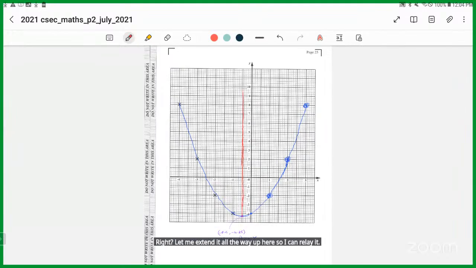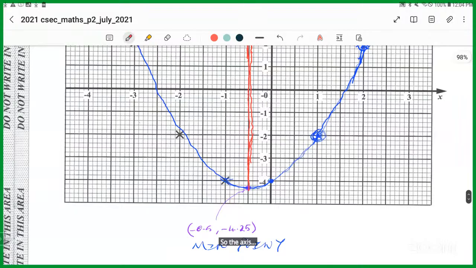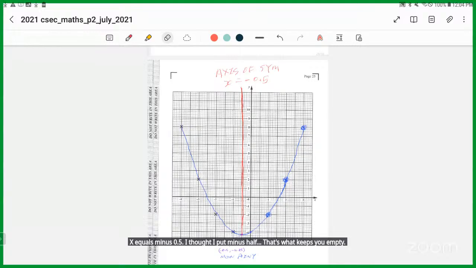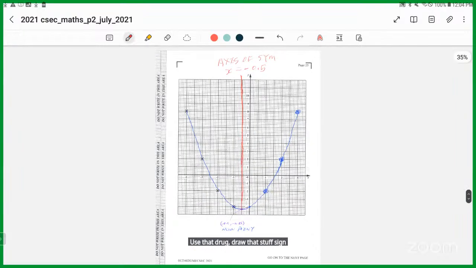So the axis of symmetry is x equals minus 0.5. Or if you want to put minus half, that's okay. Same thing. And that is it. That's a sketch. Let me see what else I wanted. So draw the axis of symmetry, and we'll label it.